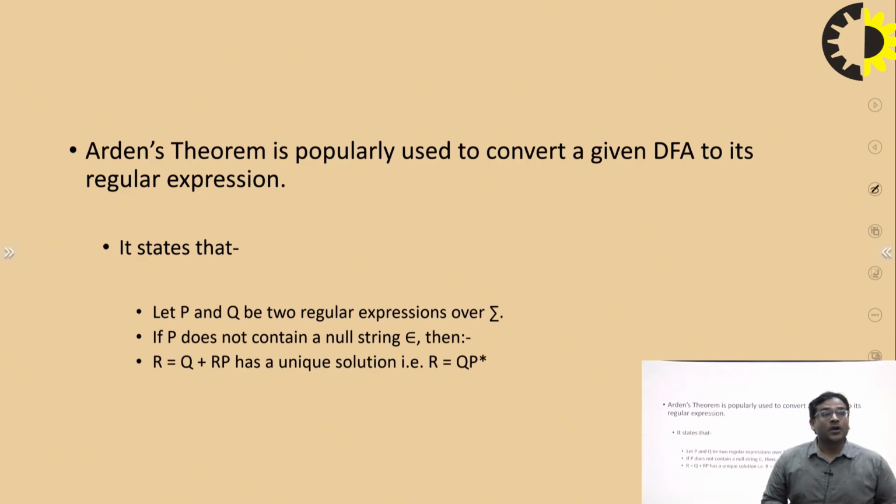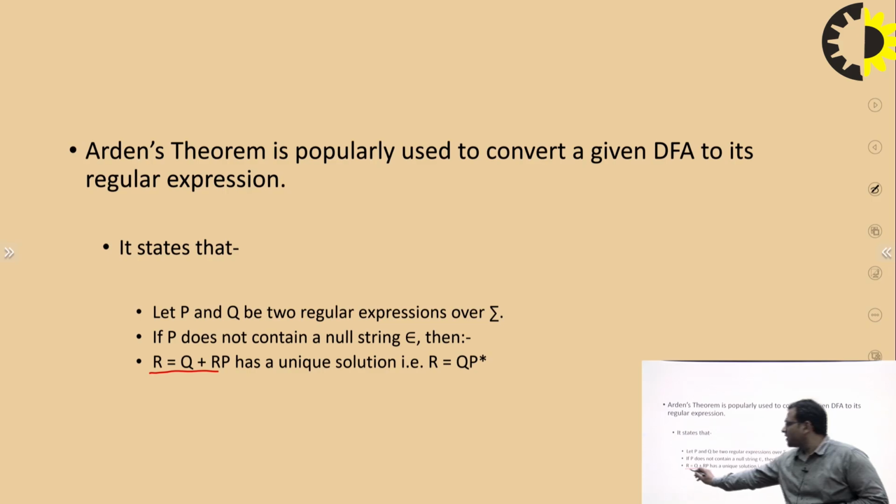So what is Arden's theorem? It is popularly used to convert a given DFA to its regular expression. It states that let P and Q be two regular expressions over sigma, the input symbols like 0, 1 or a, b. If P does not contain a null string, this is the condition, and we have the recurrence relation R equals Q plus RP.